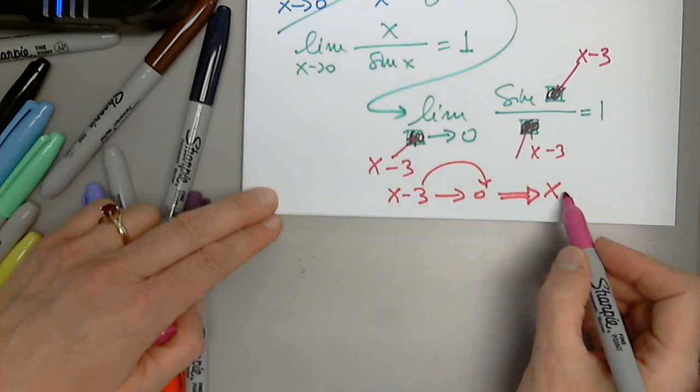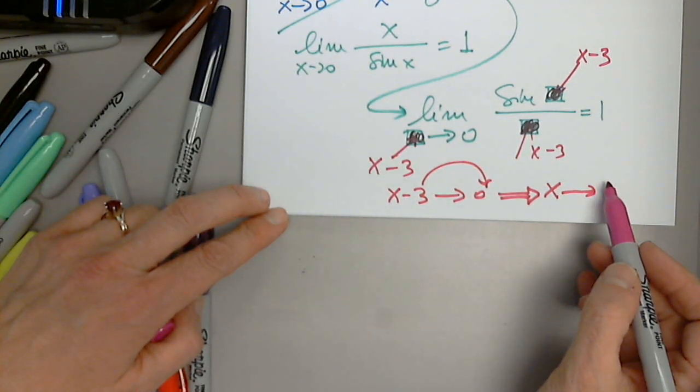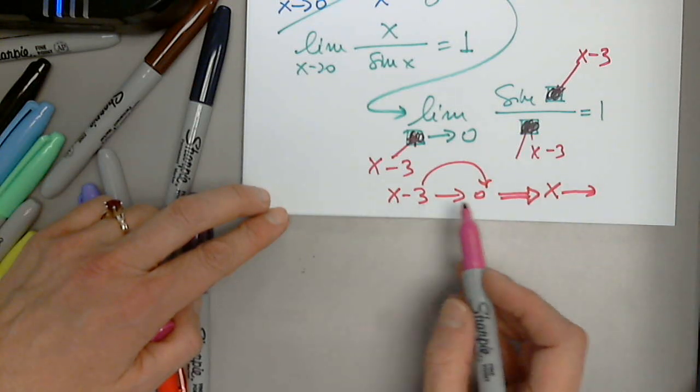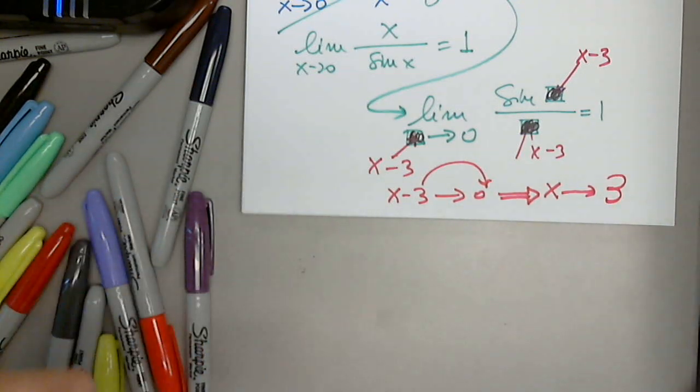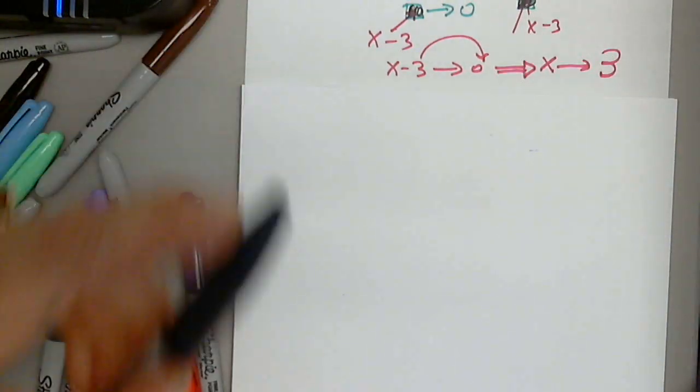Just move it to the other side. X approaches 3. When we move from one side to the other, exactly. So every time x minus 3 approaches 0, it means x must approach 3, because only 3 minus 3 will approach 0. Or you just consider that you move the minus 3 to the other side by changing its sign. So let's look at an example now.